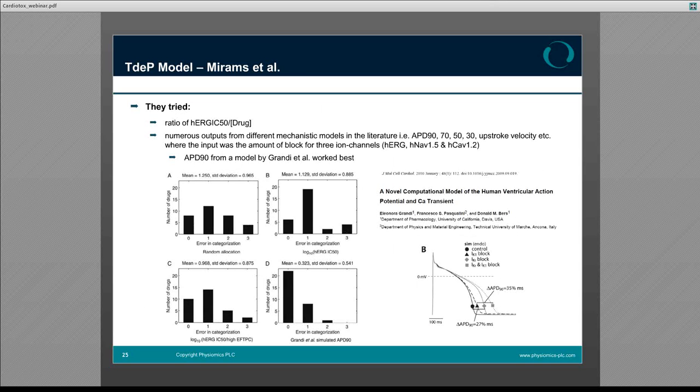So these are kind of the overall results. They looked at basically the ratio of hERG IC50 to drug concentration, the marker that was identified by Will Redfern all those years ago.